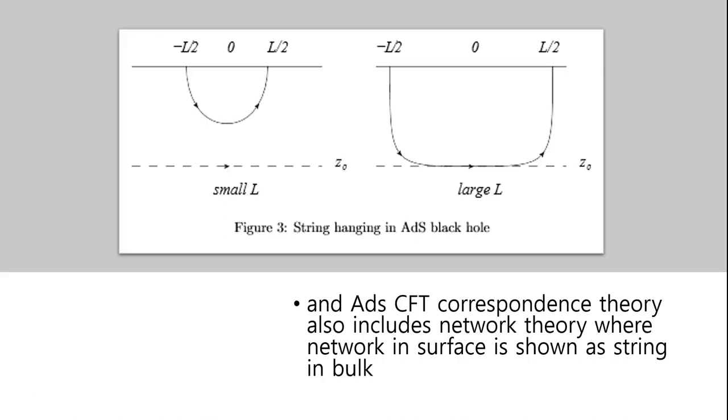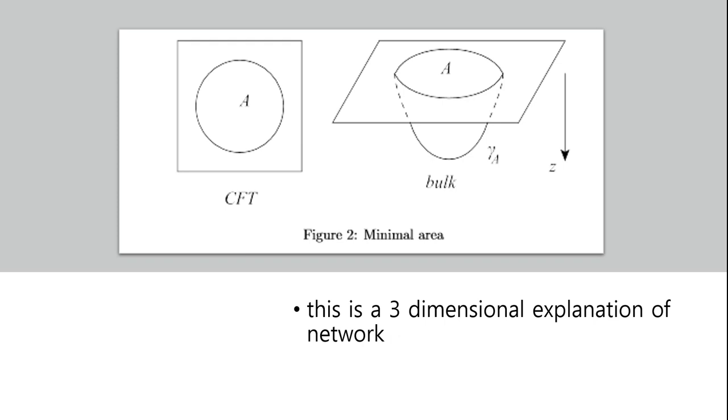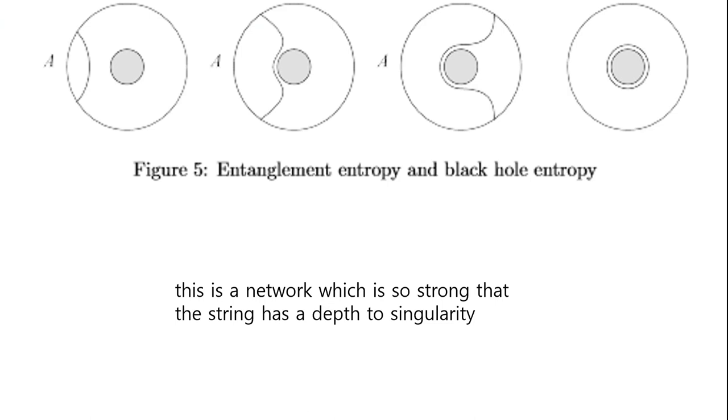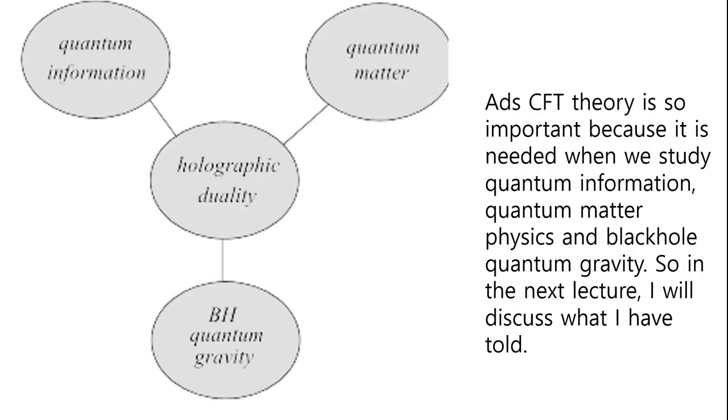And AdS-CFT correspondence theory also includes network theory, where a network on the surface is shown as a string in the bulk. This is the three-dimensional explanation of a network. This is a network among three particles. This is a network which is so strong that the string has a depth to the singularity. AdS-CFT theory is so important because it is needed when you study quantum information, quantum metaphysics, and black hole quantum gravity. So in the next lecture, I will discuss what I have told.